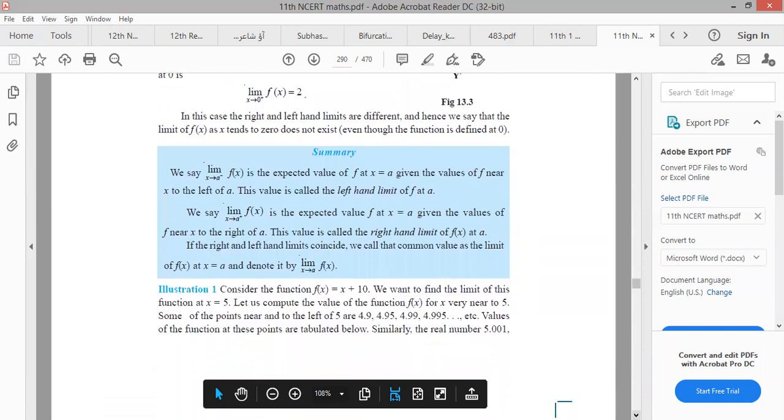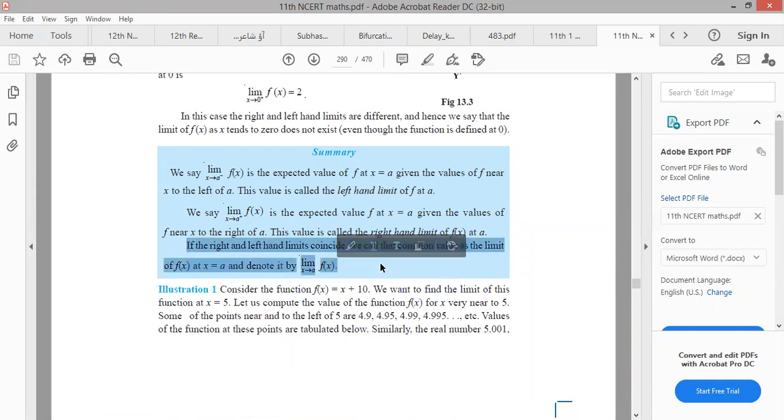If the left hand limit and right hand limit coincide, this is very important, then we call the common value the limit of f of x at x is equal to a, and this is denoted by the limit as x tends to a of f of x.